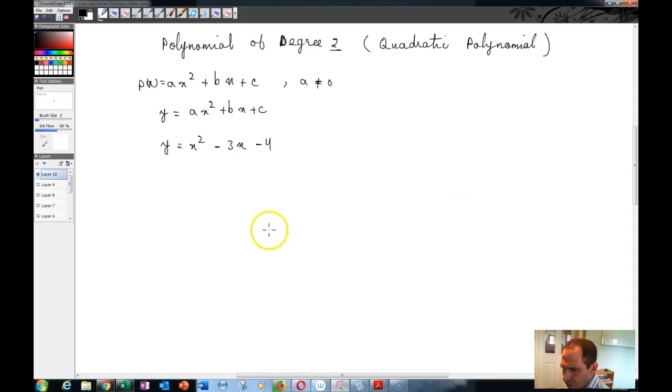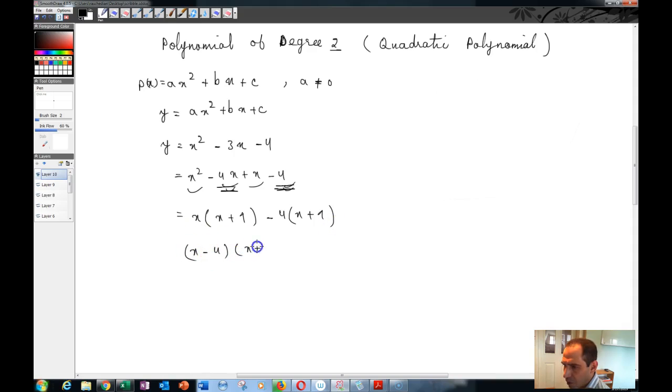I think we actually did this. So you would write this as x squared minus 4x plus x minus 4, which is equal to minus 3x minus 4. Then you could take these two terms together and these two terms together. From these two terms you could take an x out, x plus 1, and from these two terms you could take a negative 4 out, so that is x plus 1 again. Then you can write this as x minus 4 times x plus 1.